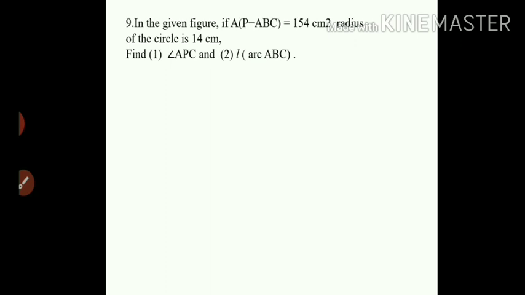Now we'll take question number 9. You can see in the figure, the area of PABC is given as 154 square centimeter. Students, it is typed 154 centimeter 2, but it is not centimeter 2, it is 154 square centimeter, and the radius of the circle is 14. So you have to find out first angle APC and second the length of arc ABC.